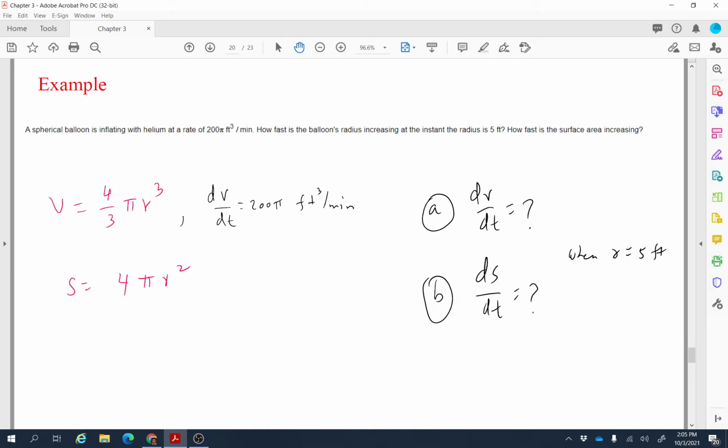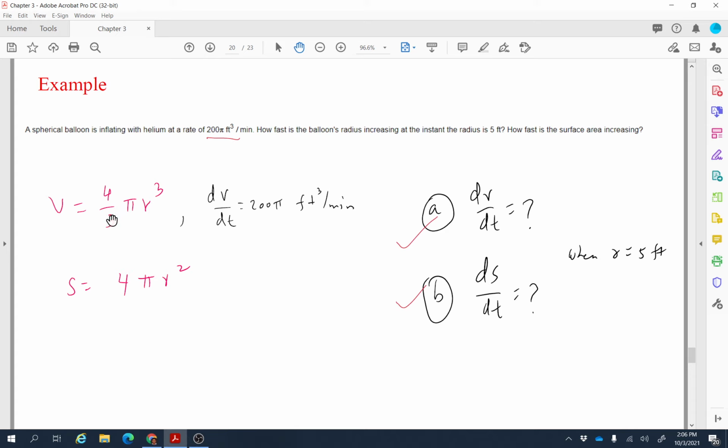Now these are the formulas, and this is the thing we are given. The rate of change of volume with respect to time is 200 pi feet cubed per minute. And these are the questions we need to find out. What is the rate of change of radius with respect to time? And what is the rate of change of the surface area with respect to time when the radius is 5 feet?